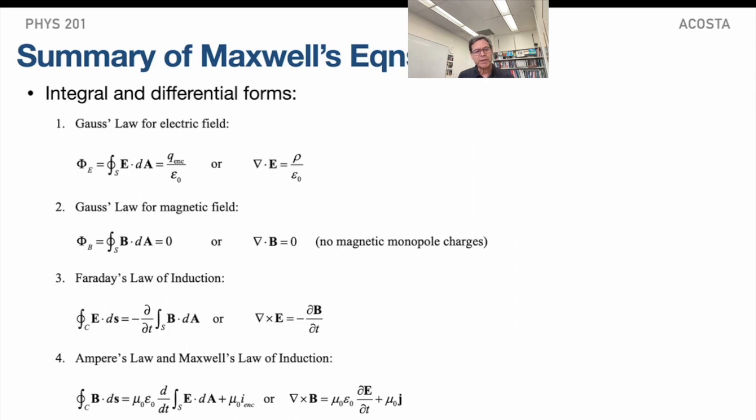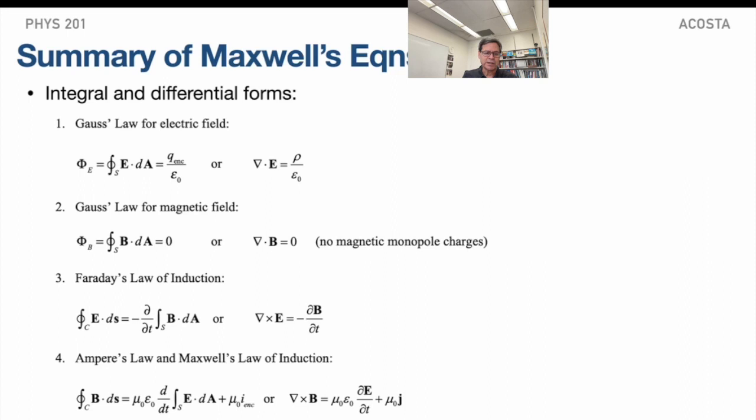Now, the same thing for the magnetic field. Well, there are no magnetic monopoles, so the flux over a closed surface is always zero, and the differential form is that the divergence of the magnetic field is always zero. Now, for Faraday's law of induction, we had this line integral of E dot ds around some enclosed loop, and that equaled the negative of the time derivative of the enclosed flux through the surface described by that loop, B dot dA, the magnetic flux. Using Stokes' theorem from vector calculus, we can say that the curl of the electric field, del cross E, is equal to the negative time derivative of the magnetic field.